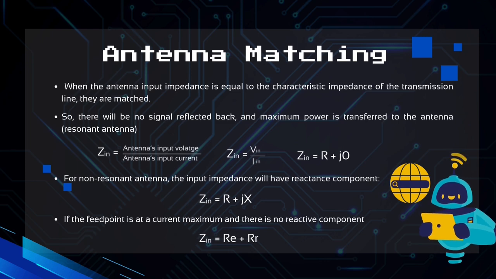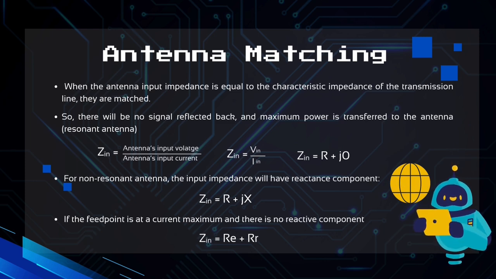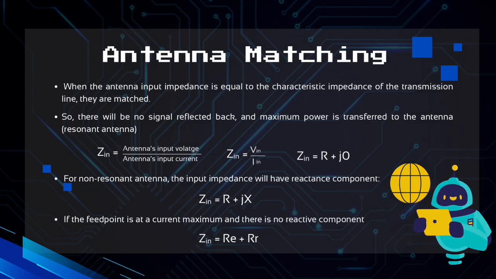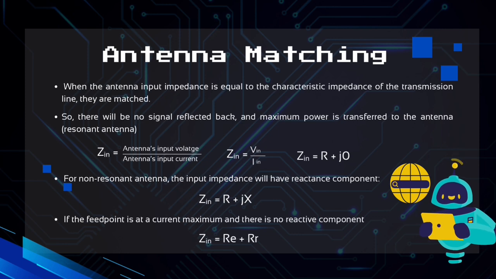Resonant antenna. For a non-resonant antenna, the input impedance will have a reactance component, Zin equals R plus jX. For a resonant antenna, the feed point is at a current maximum and there is no reactive component.